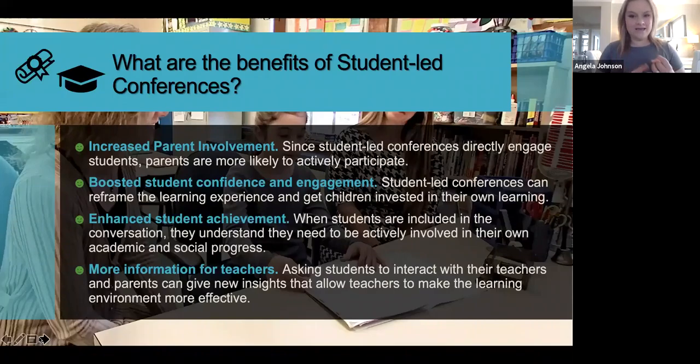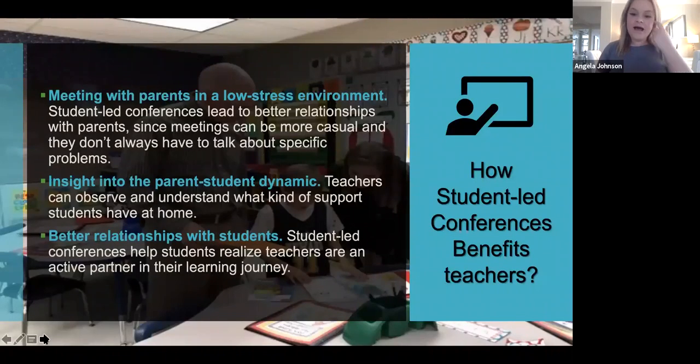The active engagement, having kids being better in the learning, them knowing their academic progress, interacting with parents and the teachers. So think about that, all right? Now, how do student-led conferences benefit teachers? How do they benefit teachers?